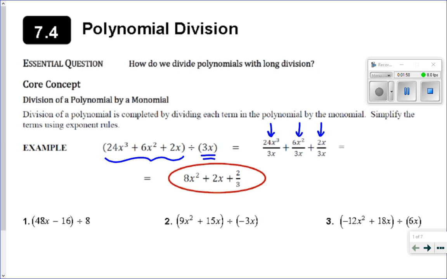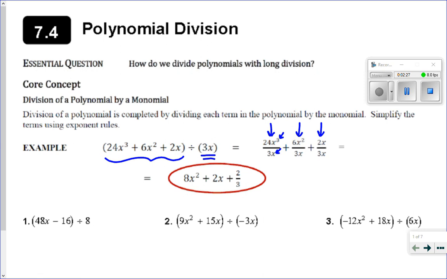We did this back in the fall, but once you have that set up, each term divided by 3x, remember you will divide your coefficients but subtract those exponents. So when we do that first one, you're looking at 24 divided by 3, which is 8. That's how they got that first term. And then if I have x to the third up here divided by x, you subtract those exponents, and you're just going to end up with x to the second power. So 8x squared is your first term.